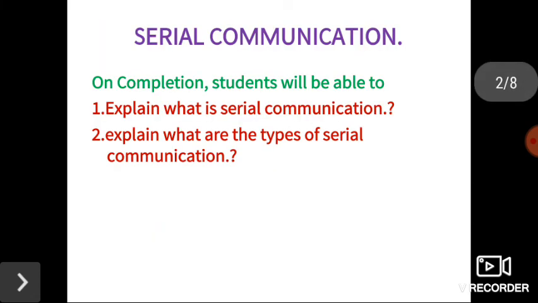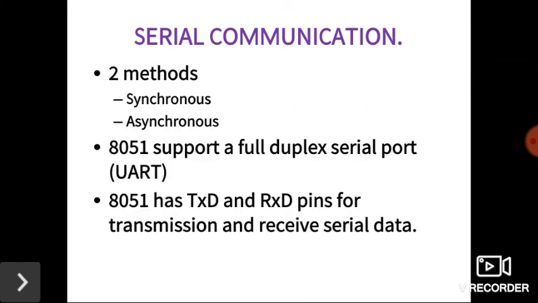On completion of this video, students will be able to explain what serial communication is, what its types are, and what modes are used in serial communication. Basically, we are using two methods of serial communication, asynchronous and synchronous. In synchronous communication, a block of data is transferred at a time, but in asynchronous communication, a single byte is transferred at a time. Software can be used for synchronous and asynchronous communication, but the programs can be tedious and long.